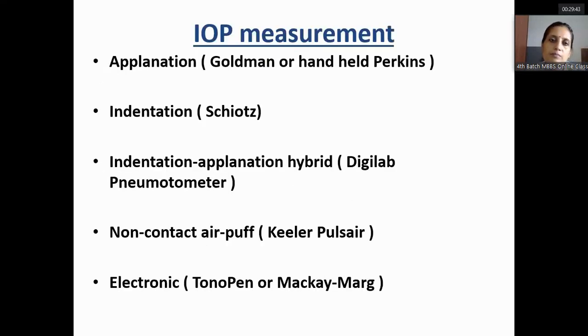So IOP measurement with the different methods. Whatever is available to us, with that we will measure the intraocular pressure. So these are the different methods of measuring the intraocular pressure.